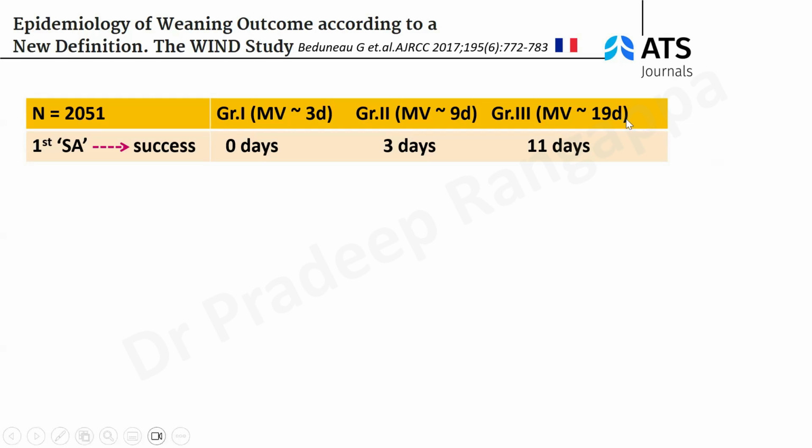And group three is patients with prolonged ventilation for 19 days, and weaning took 11 days, which comes into basket three, or category three, where more than 7 days is exceeded. Why is this? Then they looked at the outcome of these patients.